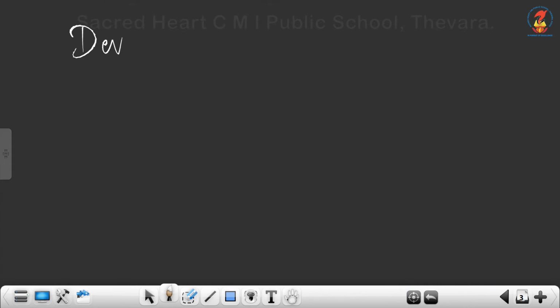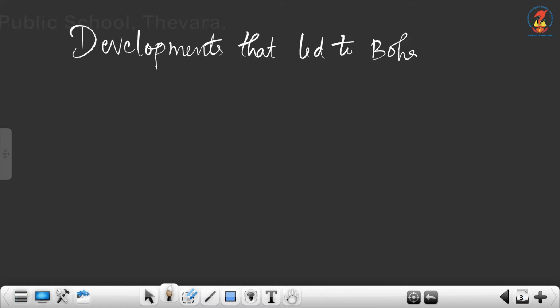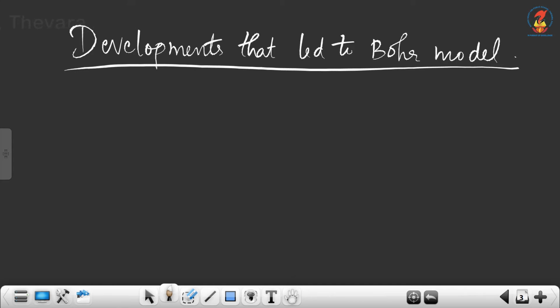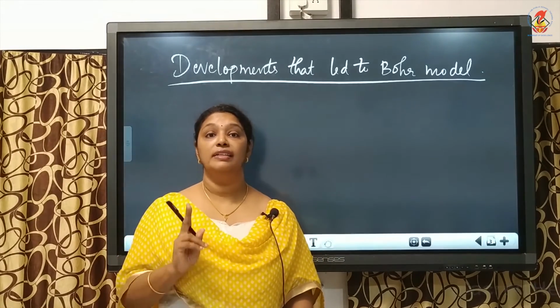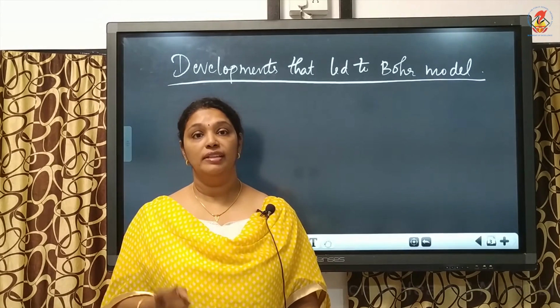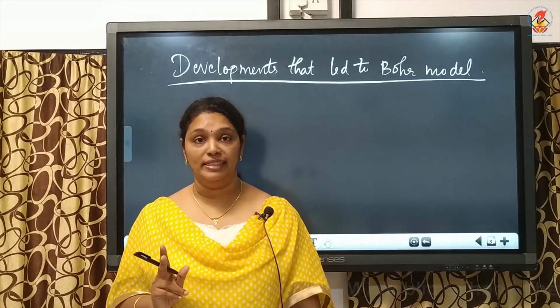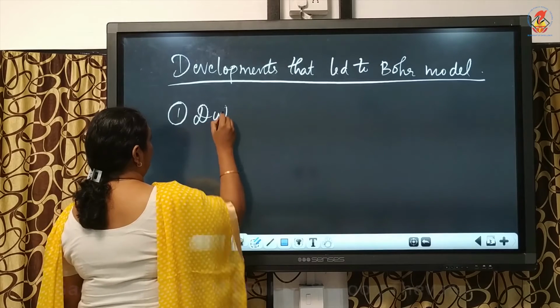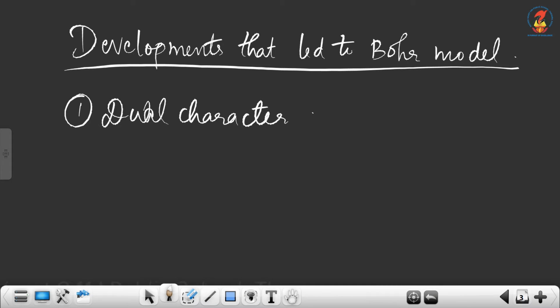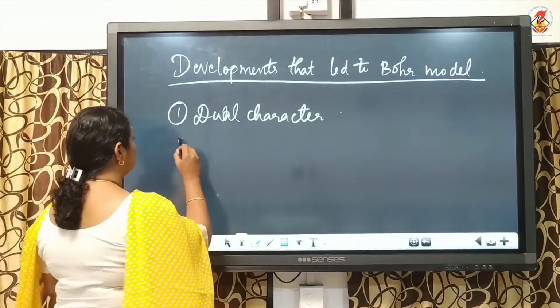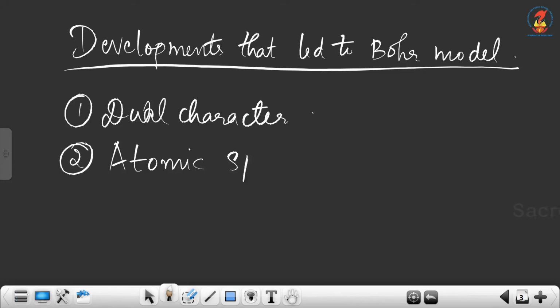So next we have developments that led to Bohr model. There are two main developments that led to the formulation of the Bohr model of atom. The first is dual character of electromagnetic radiation, which means that electromagnetic radiation has wave-like properties and particle-like properties. And the second development is atomic spectra. First we are going to study the dual character of electromagnetic radiation.